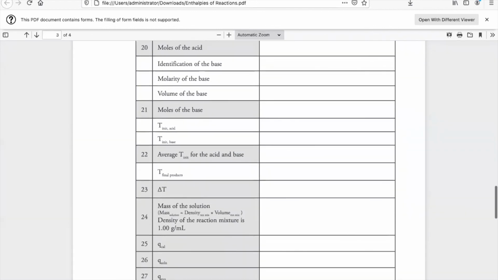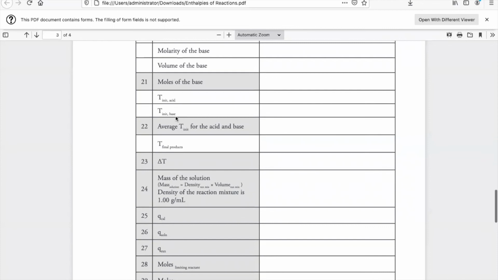The information here, you'll be given initial temperature for each one of them, average temperature, and then the final temperature. Change in temperature will be final minus the average. Final temperature of the product minus the average once you mix will give you the change in temperature.